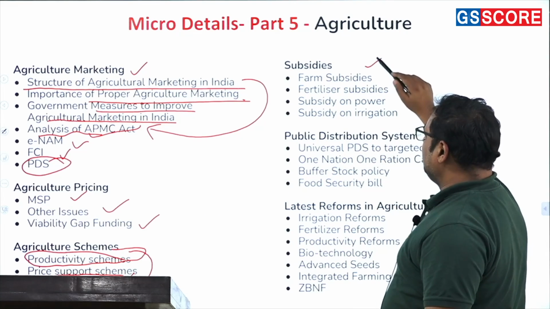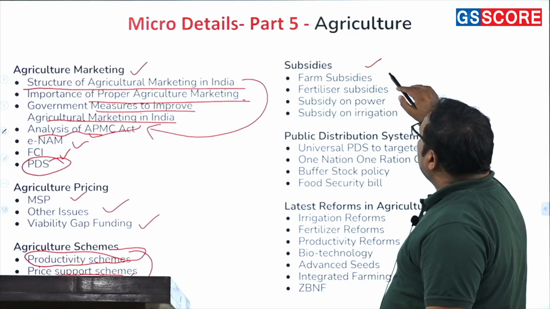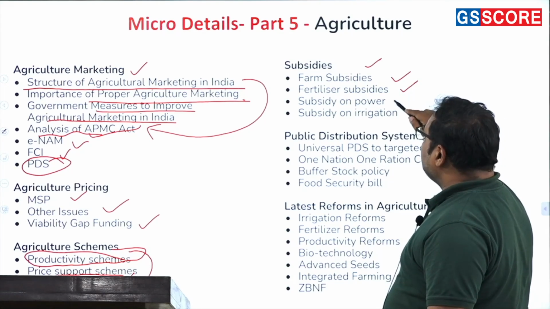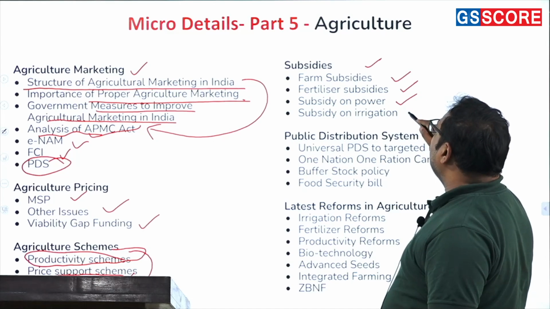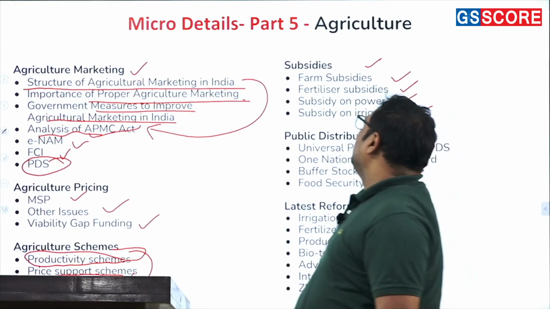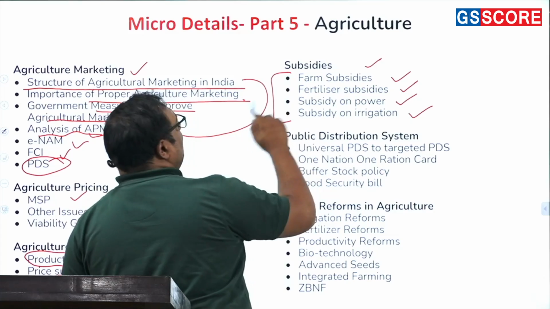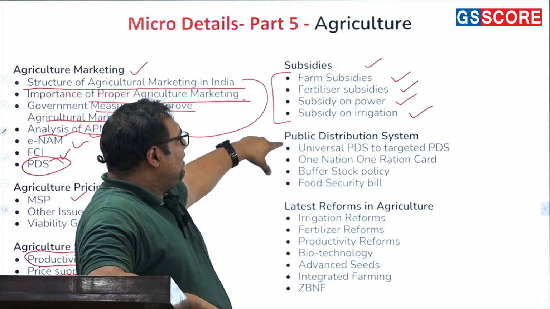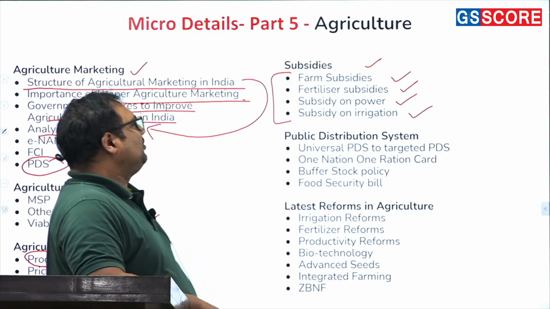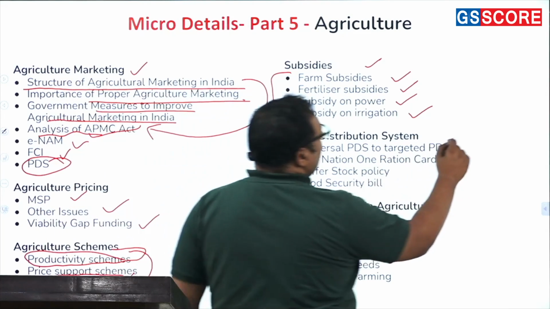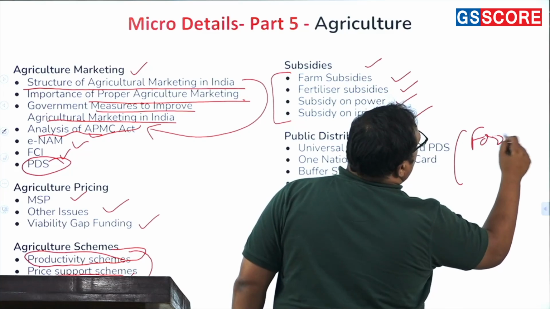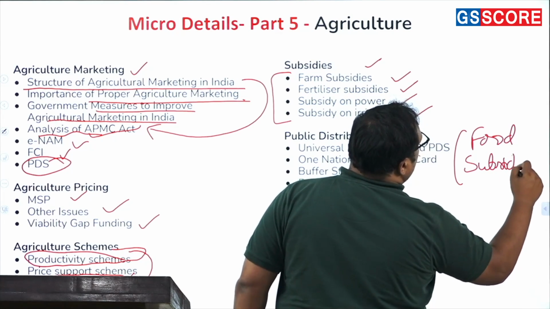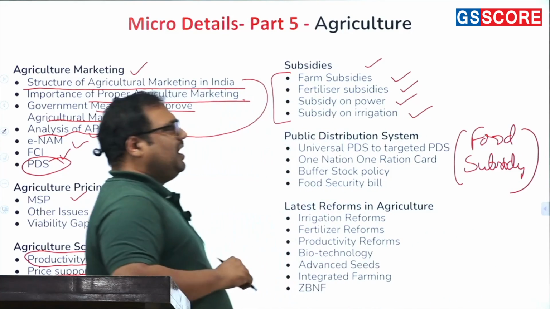Then we have subsidies. In the subsidies we have farm related subsidies, fertilizer subsidies, power subsidy, irrigation subsidies. Okay. So there are a lot of subsidies that government provide to the farmers. Then we have PDS system, public distribution system. So another very important subsidy is food subsidy, which is actually not provided to farmer but provided to consumer, and it is also related to agriculture.